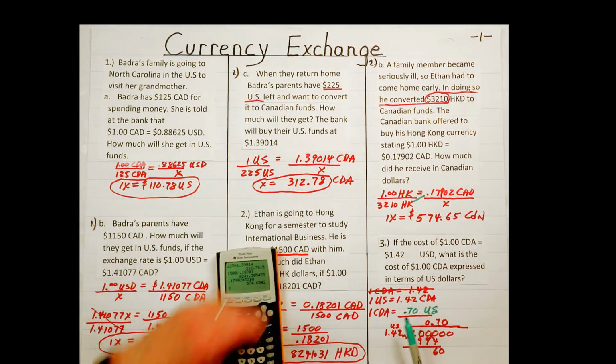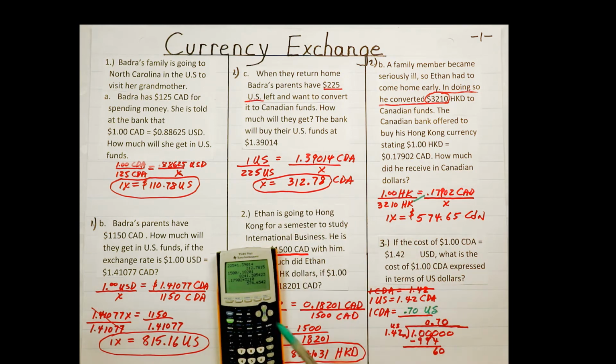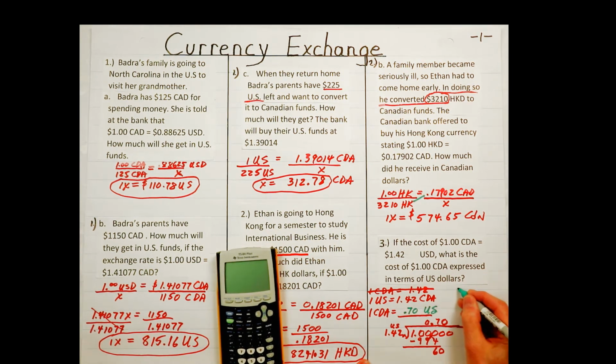You may have wondered with the questions that I was doing during the last few minutes, sometimes it was expressed in US funds and sometimes it was expressed in Canadian funds. If you don't like the way it's expressed and you'd like to do it the other way, well, this is how you can do it. So all I did is I took 1 and I divided it by 1.42. And I got 70 cents.